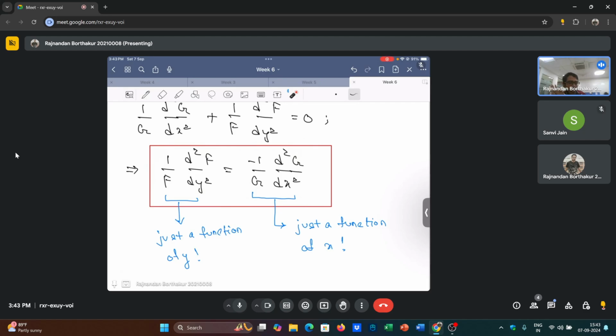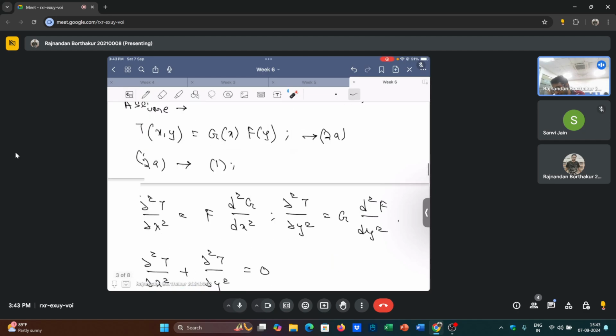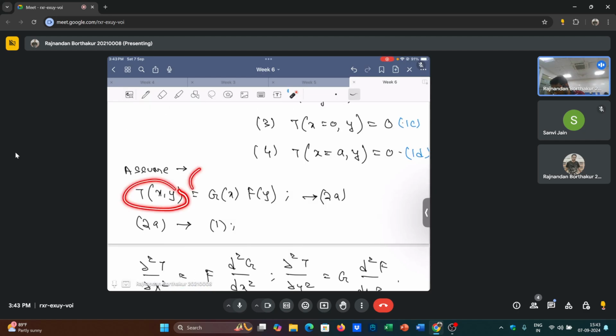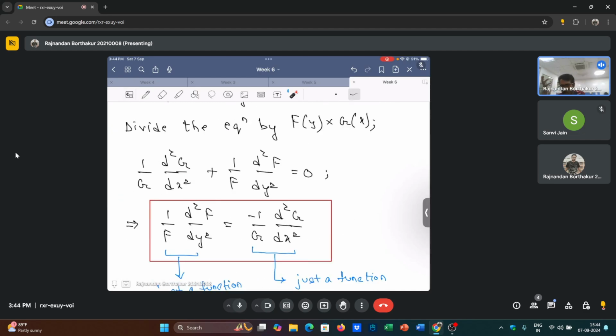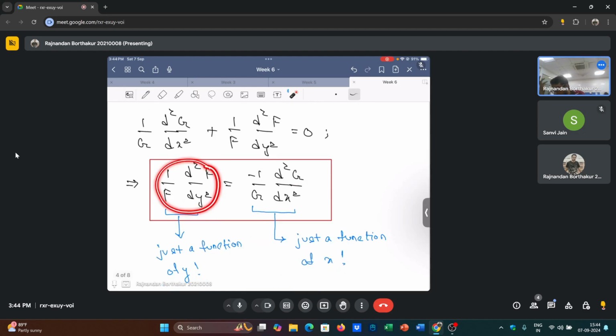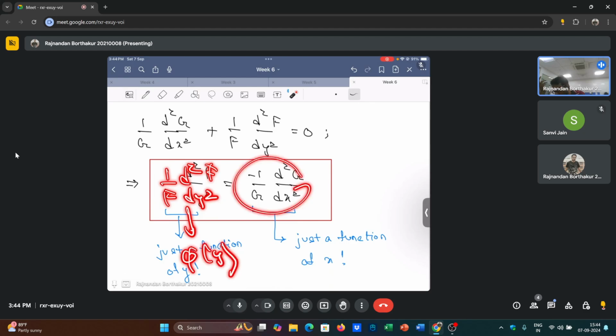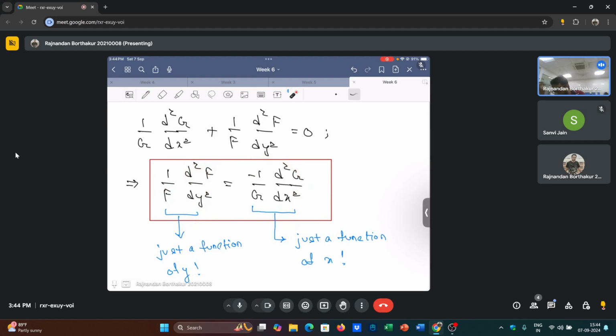Now, this is something that you need to think about. So the question is, you can observe that we have separated this T(x,y) into some function of x times function of y, and then by doing some simple algebraic manipulation, we say that a function of y, because this is of course a function of y, 1 by f times d2f by dy2, is just some, let's say, phi of y. And this term is just some, let's say, lambda of x. And then what we are saying is that this phi of y is basically equal to this lambda of x. Now, how can this be possible?